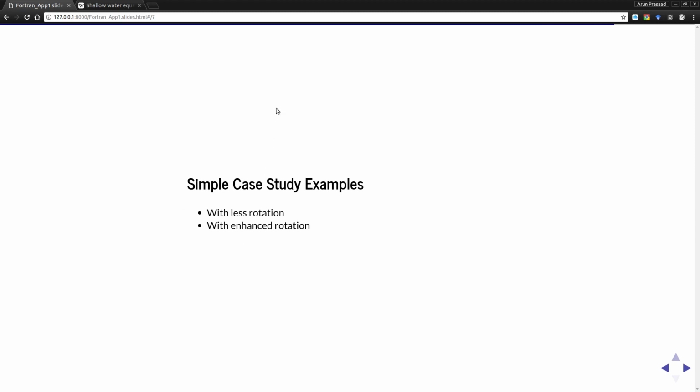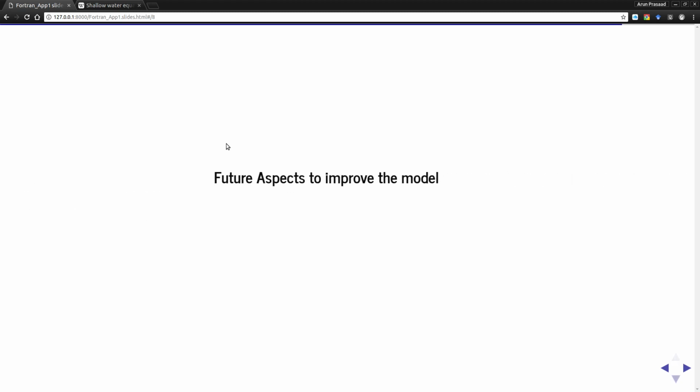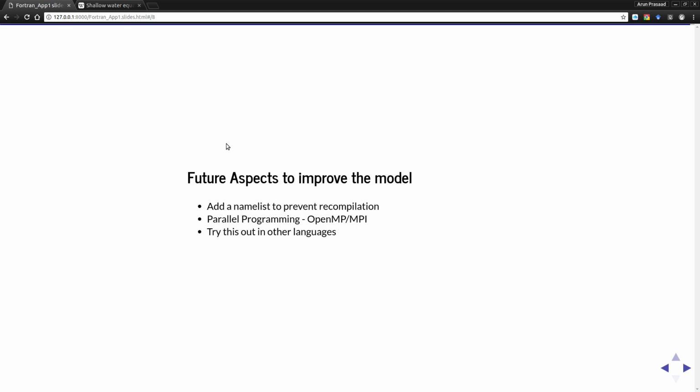I'm going to use two simple case studies. In one case study, I'm going to keep the rotation very minimal and see how the solutions evolve. In another case, I'm going to keep the rotation significantly higher and try to see how this affects the equations. As for future aspects of the model to be improved, these are the things to be noted.